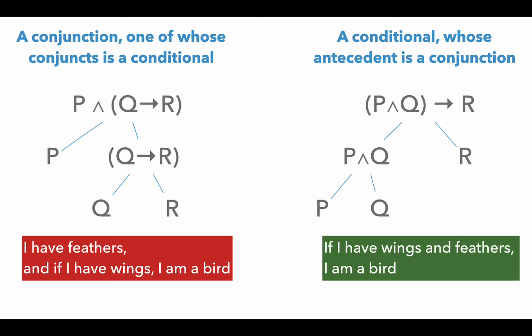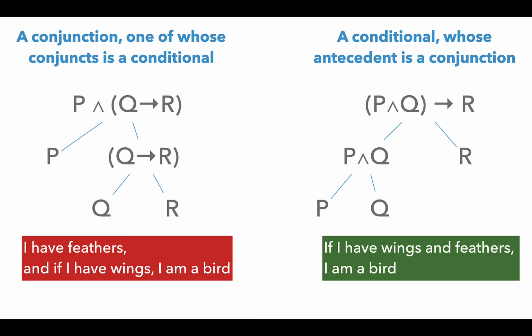So we can see pretty clearly, I think, that these two sentences say different things. I have feathers, and if I have wings, then I'm a bird. I don't have feathers, probably, so that's false. Probably false too. If I have wings, I'm a bird. So that's just definitely false, whereas the conditional at least might be true, because it might be that if I have wings and feathers, then I am a bird. That might be true. And so clearly they say different things.